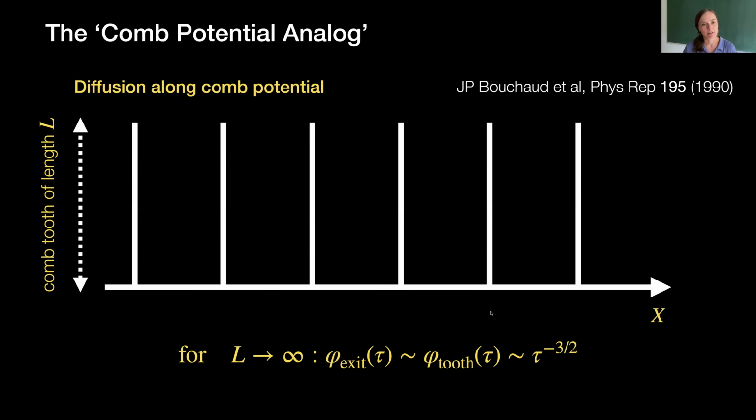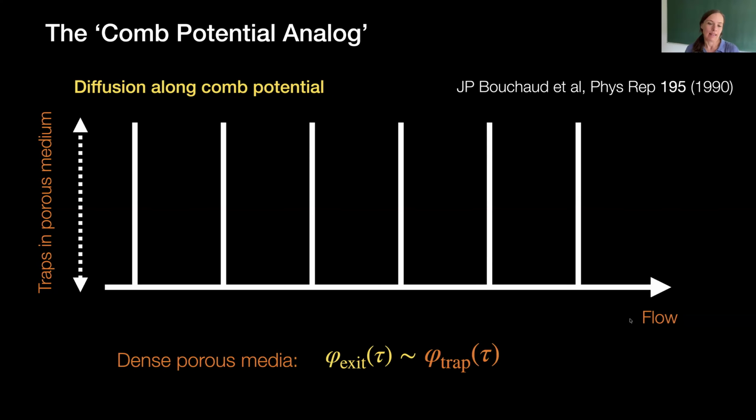Now we try to make an analog to our system where instead of having just these comb teeth, we actually have traps in the porous medium. And we ask the question, how long do particles take to move along the direction of the flow? The argument is that the exit time distribution should probably scale with the trapping time distribution that the particles spend in these traps of the porous medium. If you think about the model, the only way that particles could escape a trap is rotational diffusion. So it's a random change of the swimming direction. And because it's a diffusive process, this would scale in the same way.